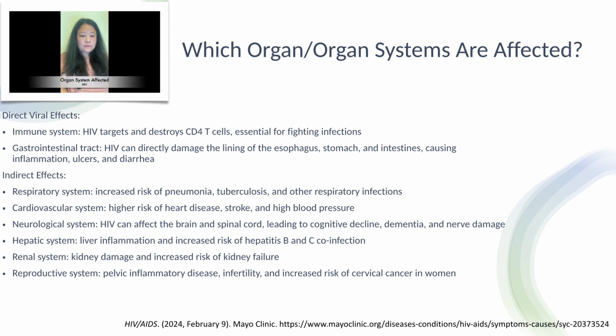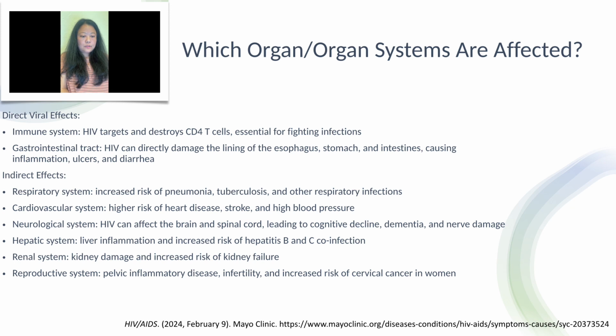The HIV virus directly affects the immune system, and secondary to the immune system, it affects the respiratory, cardiovascular, neurological, hepatic, renal, and reproductive systems. HIV targets and destroys CD4 T cells essential for fighting infections. HIV can directly damage the lining of the esophagus, stomach, and intestines, causing inflammation, ulcers, and diarrhea. Increased risk of pneumonia, tuberculosis, and other respiratory infections can be seen as an effect in the respiratory system, while there is a high risk of heart disease, stroke, and high blood pressure in the cardiovascular system.